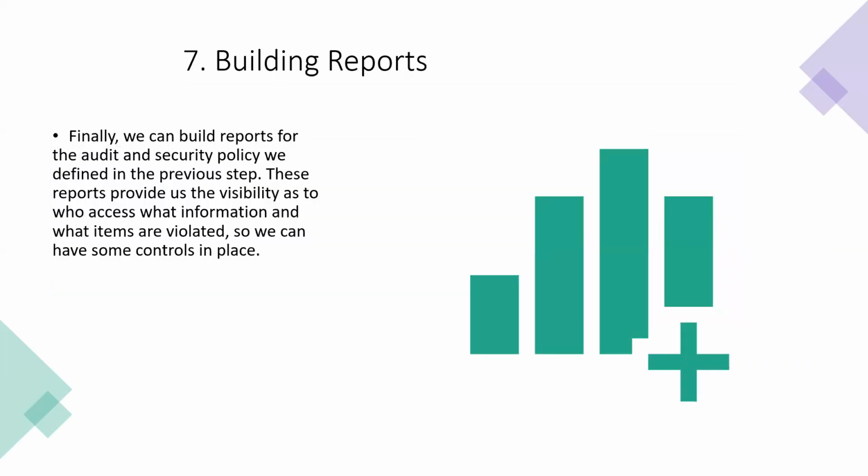So finally, building reports. We can build reports for the audit and security policy we defined in the previous step. These reports provide us the visibility as to who accessed what information and what items are violated. So we can have some controls in place. The report is only for visibility, and we can make some decision based on the visibility about what needs to be controlled. So that's the purpose of building reports on top of it. So these are the 7 steps we can use to run a data discovery, create a policy on top of it, and build a report out of it.